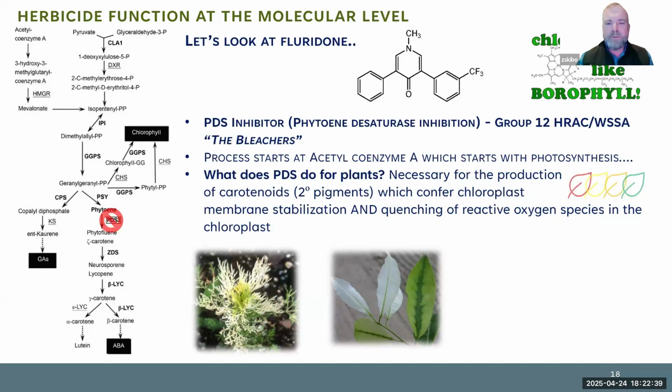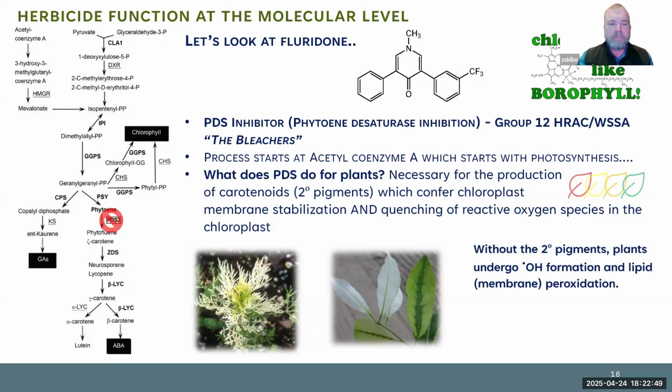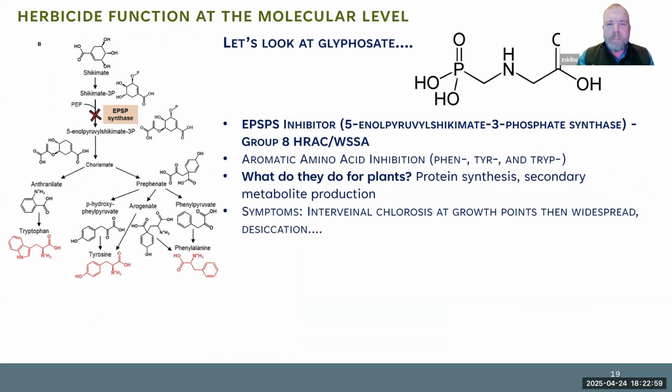If the plants can't produce these secondary pigments, what you'll tend to see are these white leaves. This is very indicative of fluridone treatment. And it should come as no surprise that, without the ability to step down sunlight energy, again, we're forming these free radicals in plants. And if you want to guess what happens next, they die.